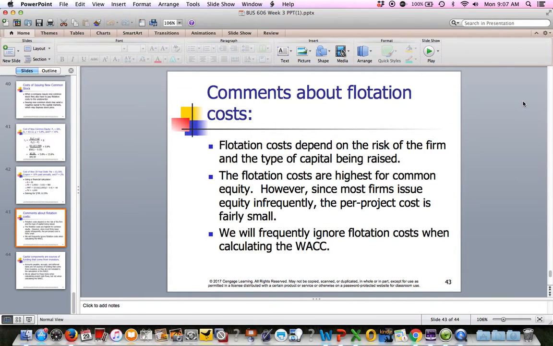Flotation costs depend on the risk of the firm and the type of capital being raised. Obviously, if a firm is just a riskier firm itself, the investment bankers will want a higher cut. If the firm is very safe, very well capitalized already, there's less risk in issuing new stock and debt. So therefore, the investment bankers don't need as big of a flotation cost or a cut.